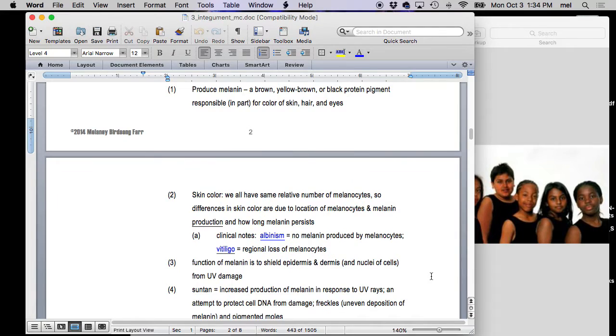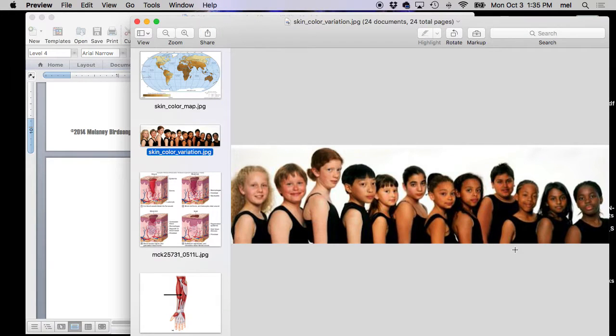The function of melanin is to shield the epidermis and the dermis and the nuclei of the cells from UV damage. So I think we mentioned this last time, but let's talk about it again. Because of the function of melanin, we can appreciate the fact that people who are most susceptible to all forms of skin cancer, what can you say about their skin? It's lighter in color, exactly.